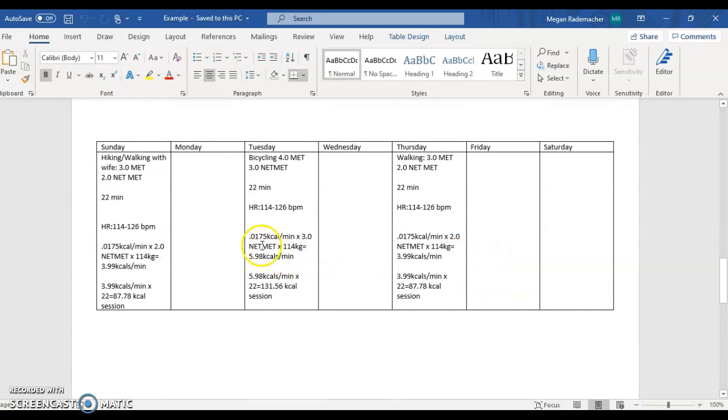So week 2, the only thing that's going to change is we're going to increase everything to 22 minutes instead of the option of the 20 minutes in order to progress him.